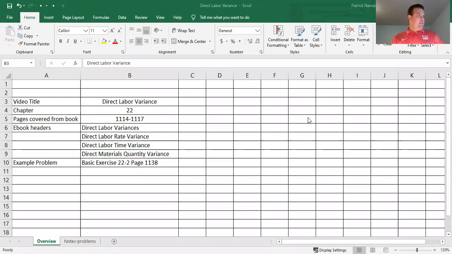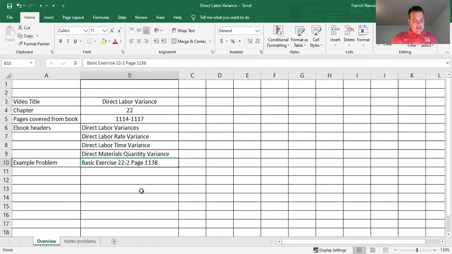Okay, managerial accounting. This is lecture number 3 for chapter 22. This one is about direct labor variances. It's on pages 1114 through 1117. These are, as usual, the headers that you're looking at in the ebook. And at the end, we're going to look through the basic exercise problem 22-2.